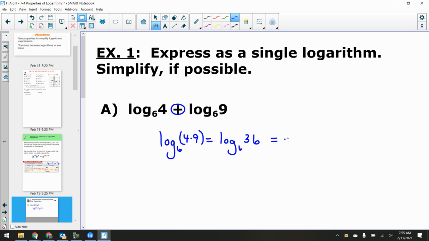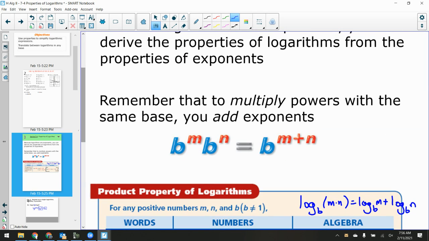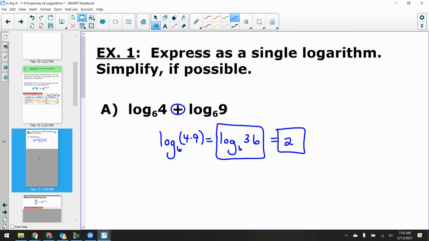Okay, so the directions are going to say express as a single logarithm. Express as a single logarithm and then simplify. So this is express as a single logarithm and this is your simplify. Why is it multiplication and not like 4 plus 9? Because that's not how it works. Addition of the logs means multiplication, just like multiplication of the bases meant addition within the exponents, because again, exponents are logs.